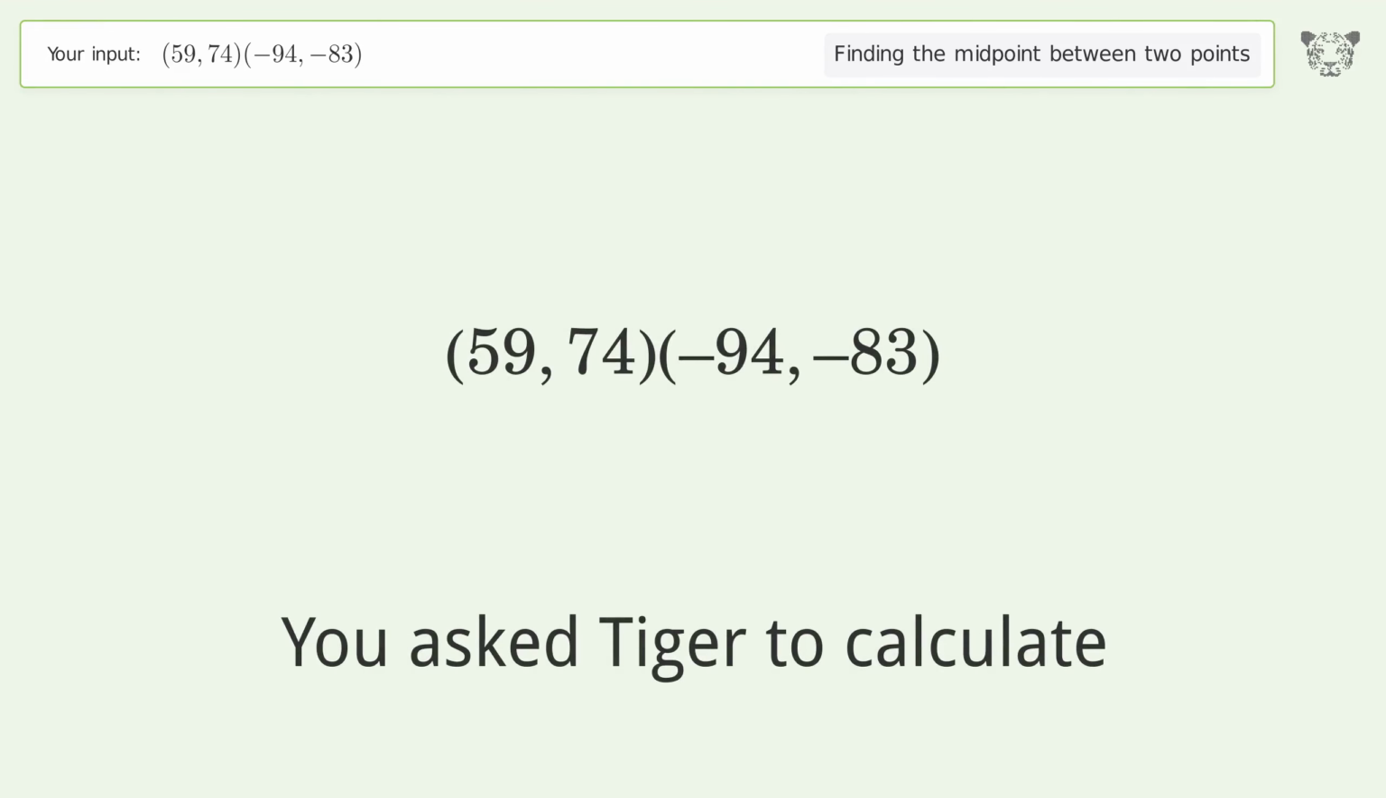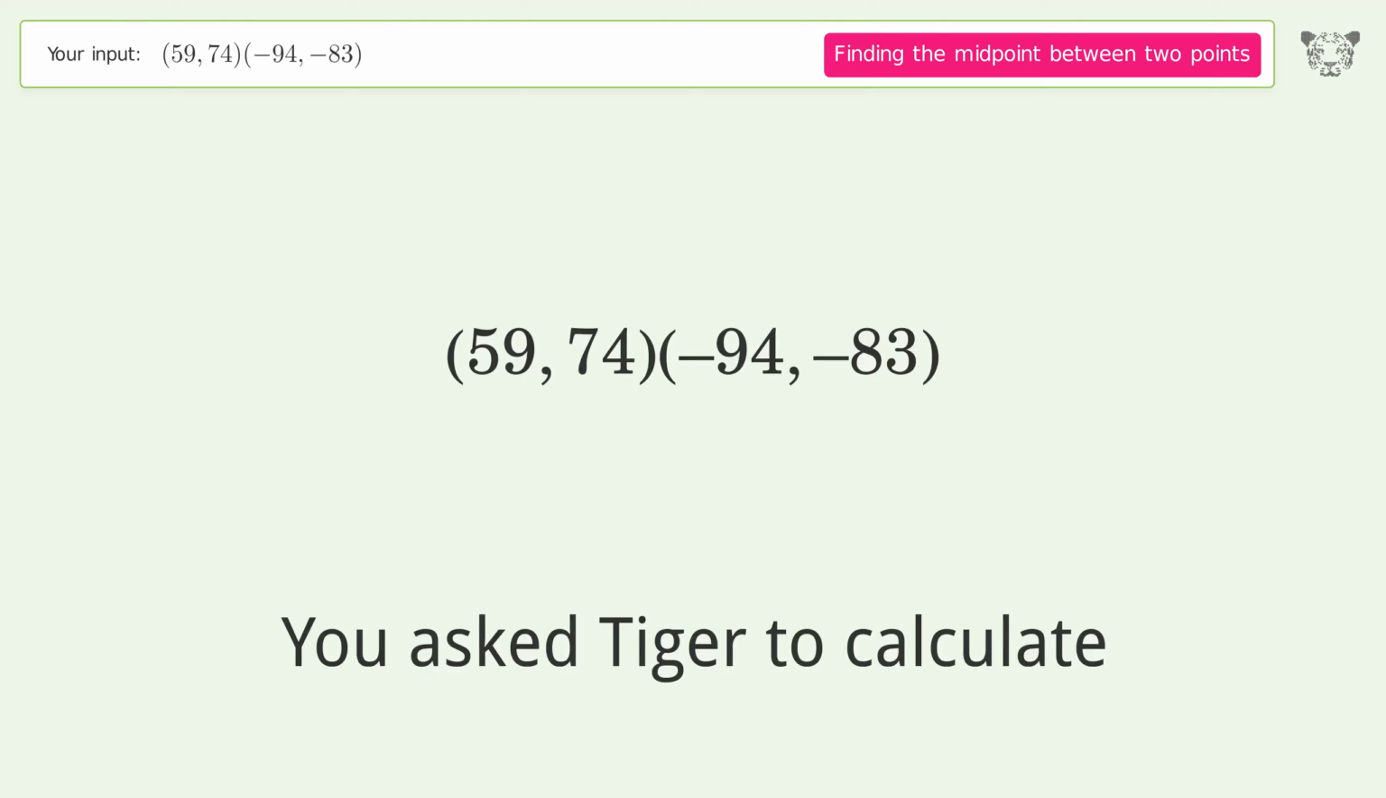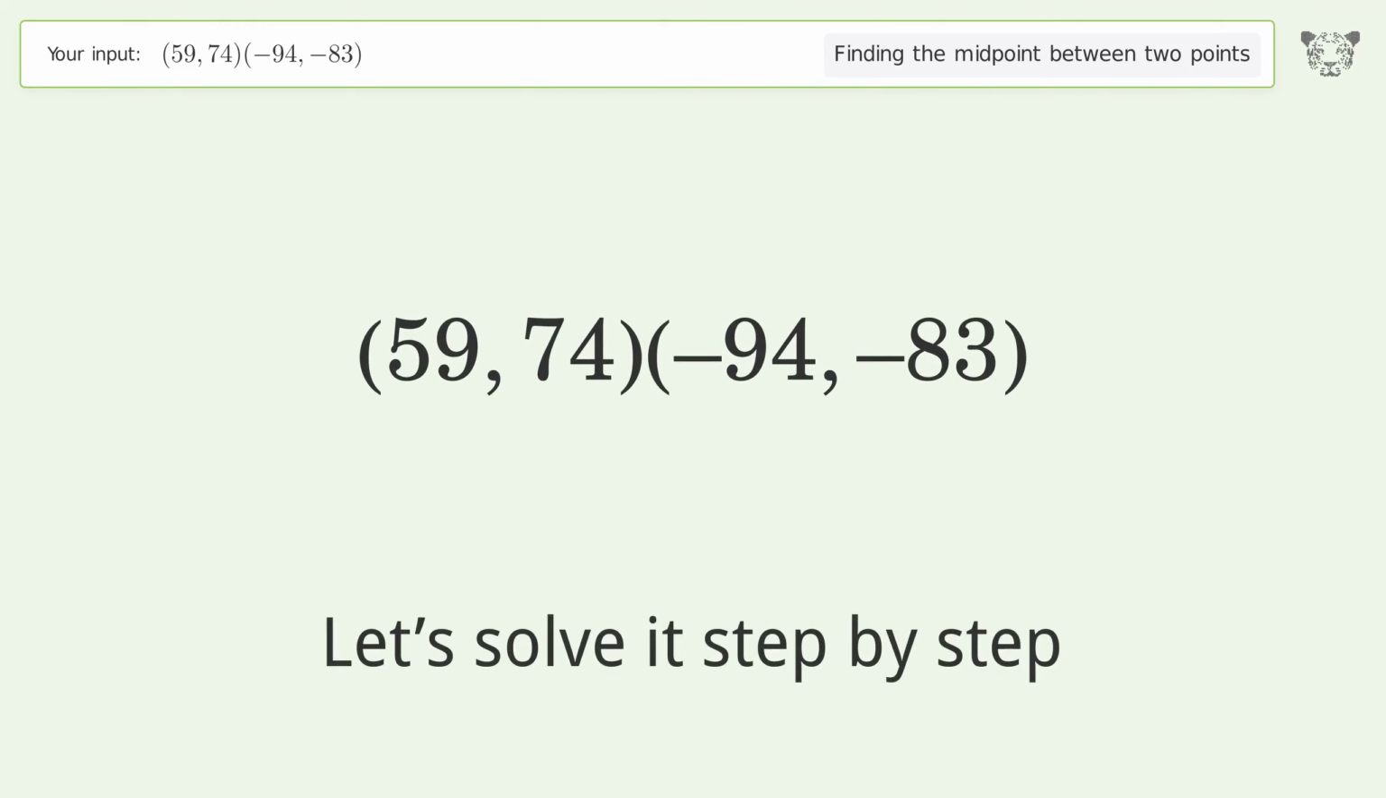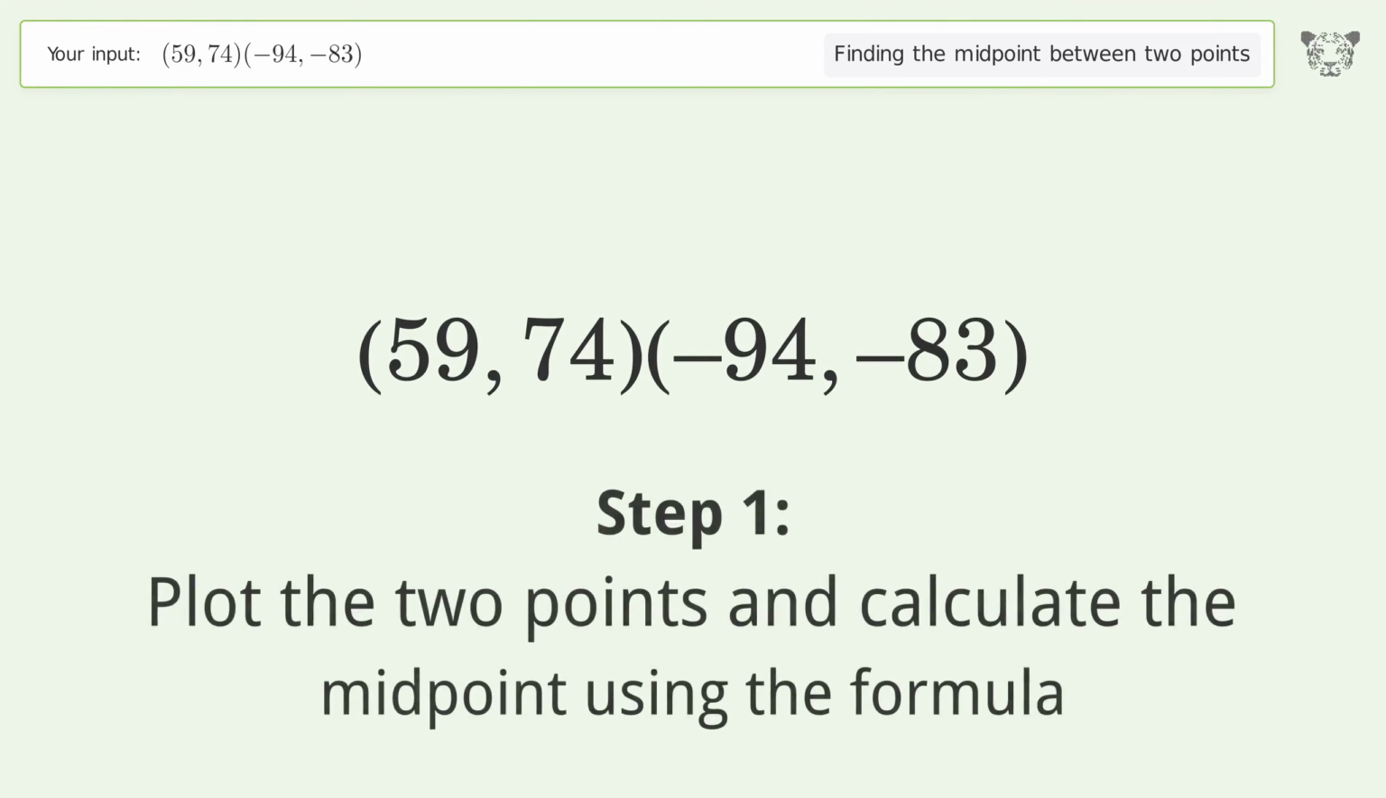You ask Tiger to calculate. This deals with finding the midpoint between 2 points. The midpoint between the 2 points is -17.5, -4.5. Let's solve it step by step. Plot the 2 points and calculate the midpoint using the formula.